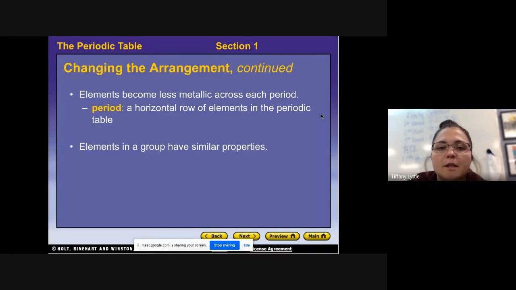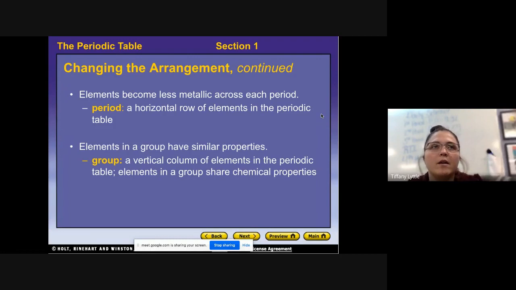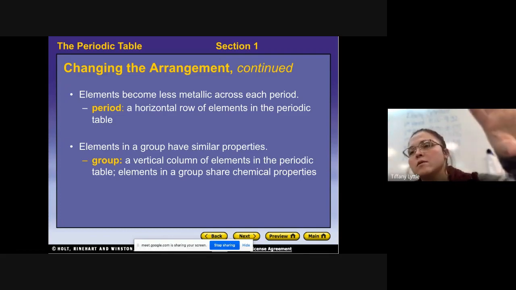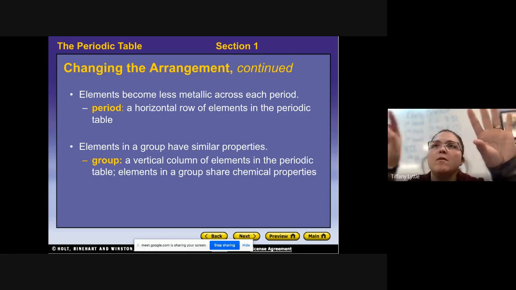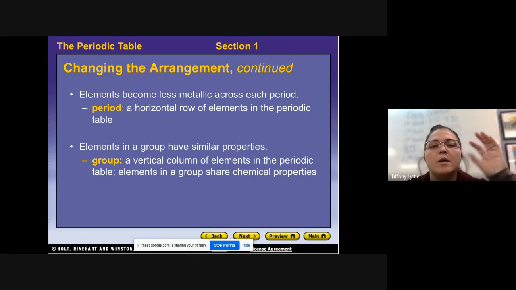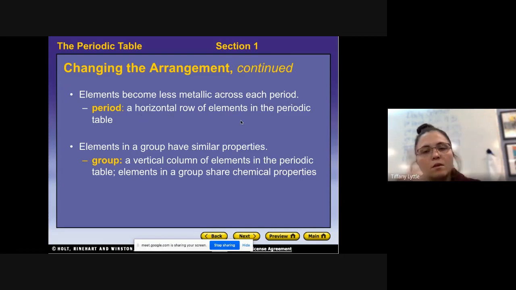So when we look at the periodic table, everything on the left are metals, and elements become less metallic as you go across toward the right. So you start out with metals on the left, and every time you move over a space toward the right, it becomes less and less like a metal. So less metallic across a period, and again, a period is a horizontal row going across.